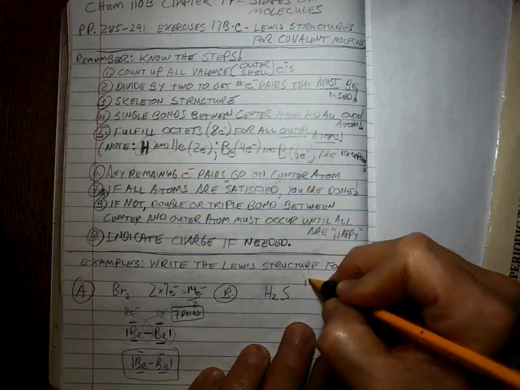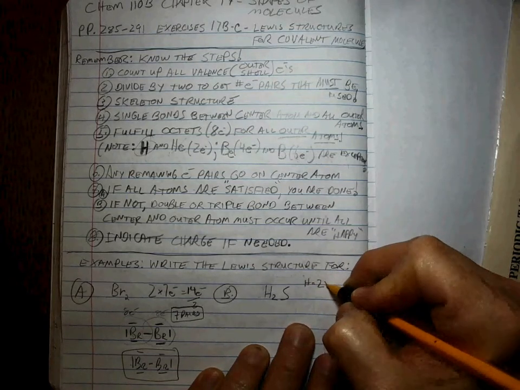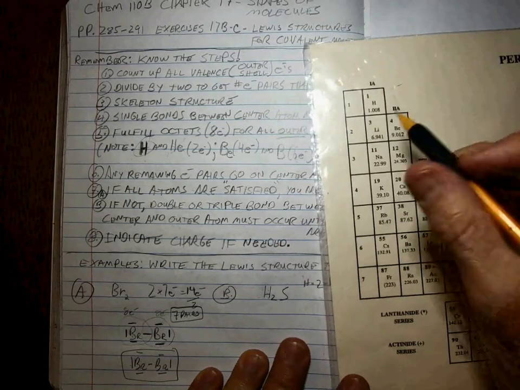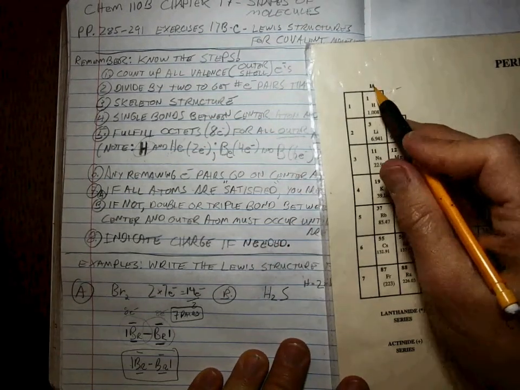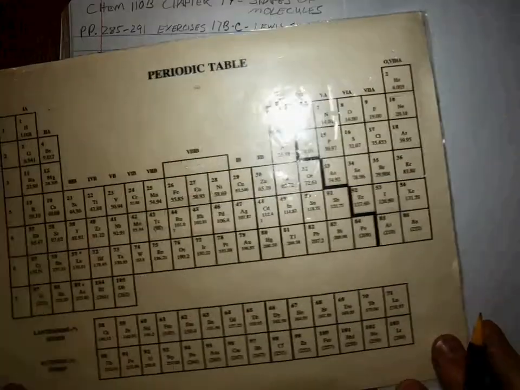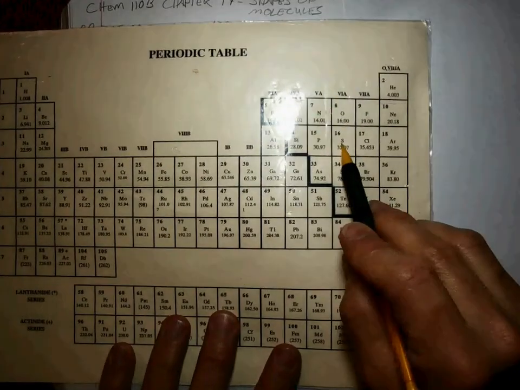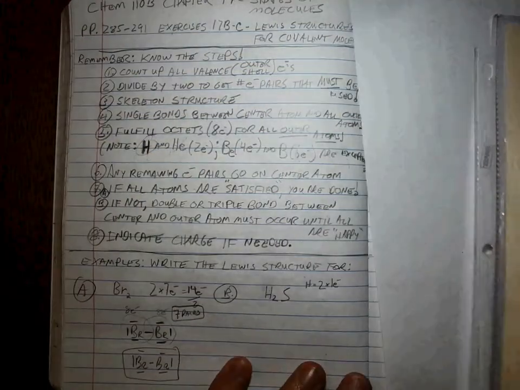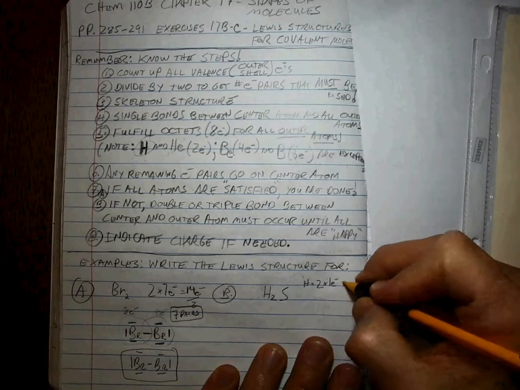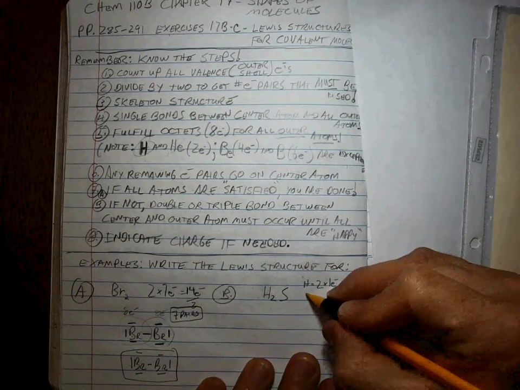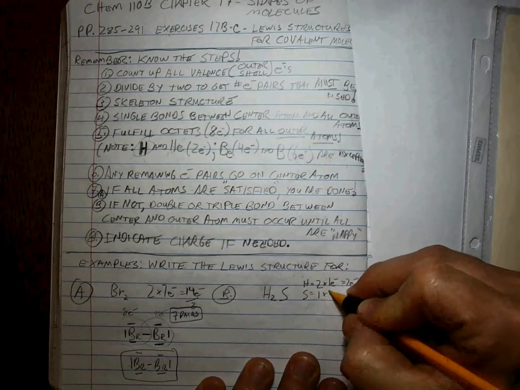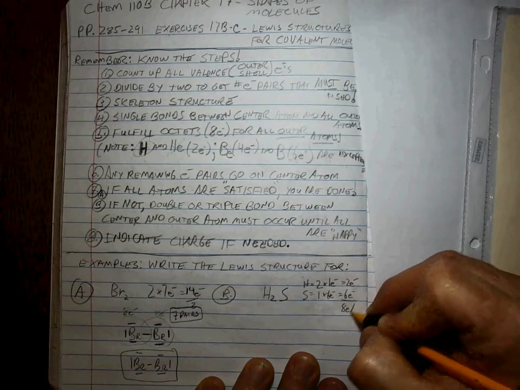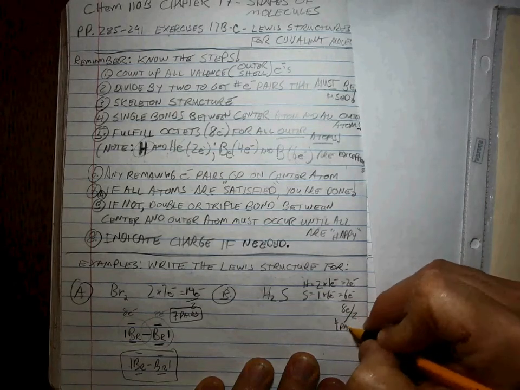Okay, let's try H2S. Hydrogen, there's 2 of them, and there's 1 electron in the outer shell for hydrogen, right? There's hydrogen, 1A. The other element here is sulfur. Sulfur is in group 6A, so there's 6 electrons there. So we've got 2 electrons from those hydrogens, 6 electrons from that sulfur. Add them up, that's 8, divided by 2, that's 4 pairs.